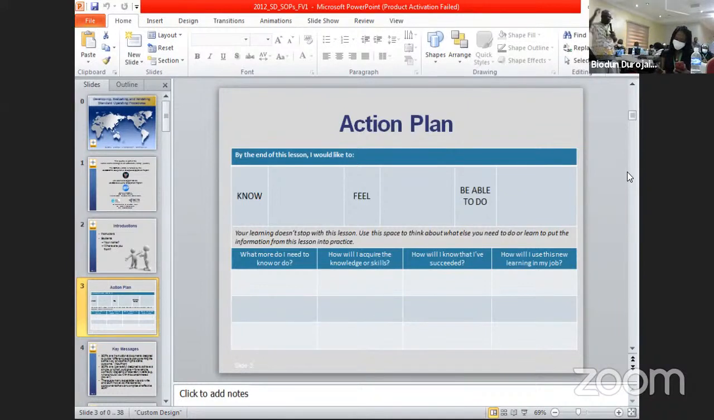Let's take the key messages. Group one, somebody on the phone will help us read the key message. The first one.